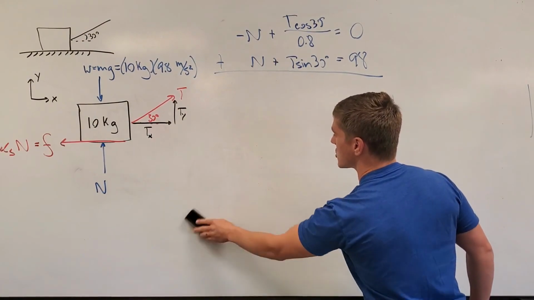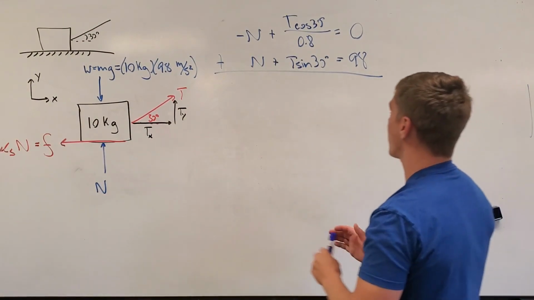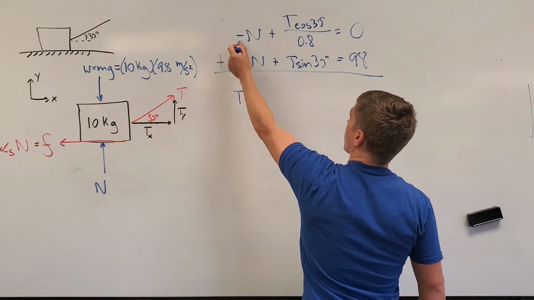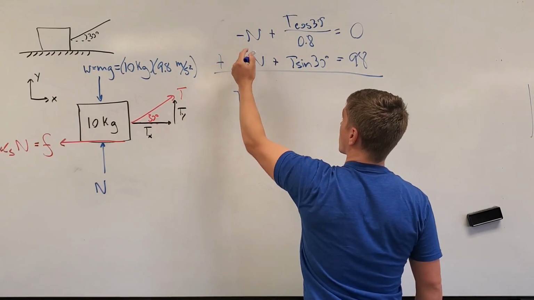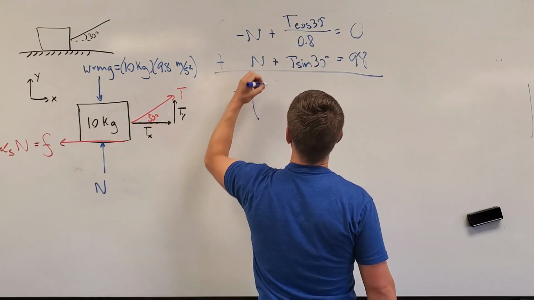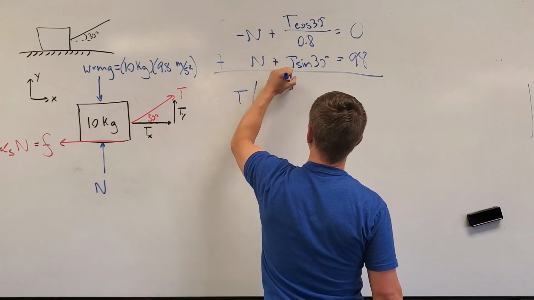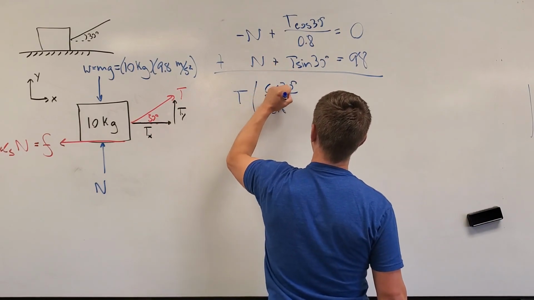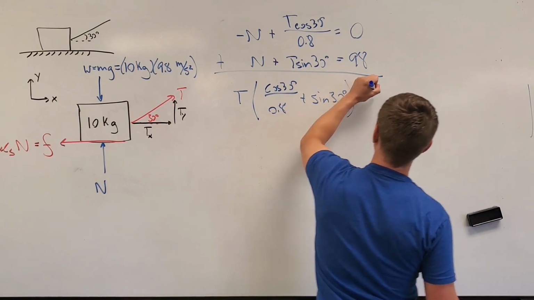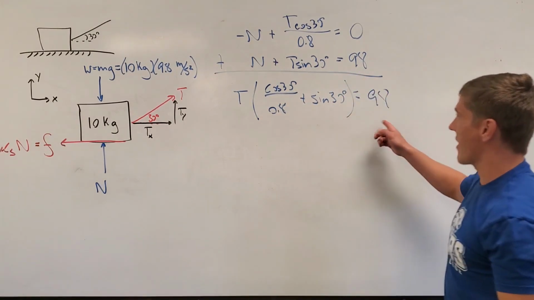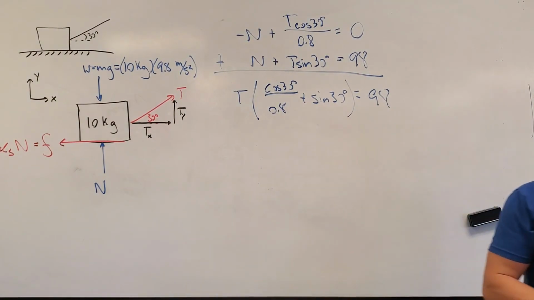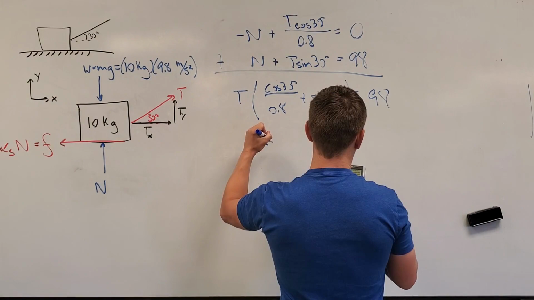So when I add these two equations together, I end up with a T, because my negative normal force plus a normal force goes to 0. Then I have a T. I'm going to go ahead and factor out my T, and I end up with a cosine of 30 degrees over 0.8 plus a sine of 30 degrees is equal to 98. So now I have everything I need to know. This is just a bunch of numbers. I can plug this into my calculator.